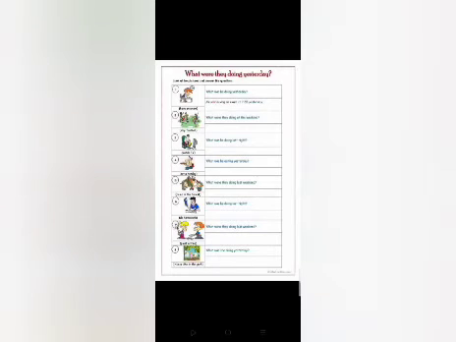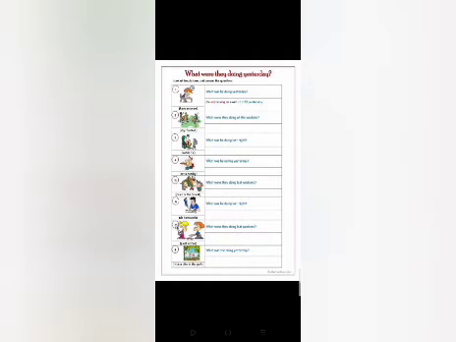Okay, guys, now we have a worksheet to revise our lesson today. Here, as you see, the title is, what were they doing yesterday? Now we have 8 pictures with 8 questions. Look at these pictures and answer the questions. As the first question, as an example: what was he doing yesterday? He was having an exam at 2:55 yesterday.